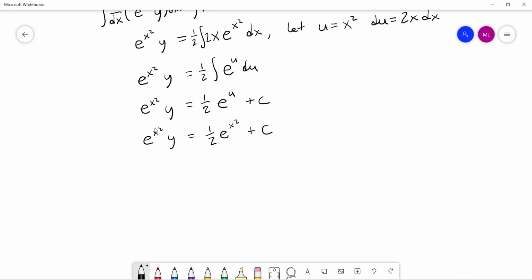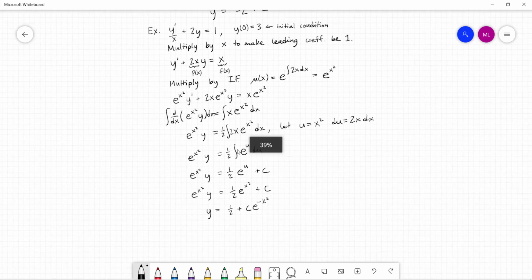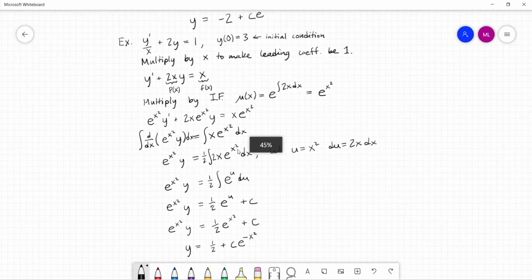And the last thing is to solve for y. To solve for y, I need to get rid of this term here, so I'm going to multiply the whole thing by e to the negative x squared. And we'll get y equals 1/2, since multiplying by e to the negative x squared will kill off this term here and just leave me with the 1/2. And the last piece will be plus c times e to the negative x squared. So this is the general solution to the differential equation. Get it all on the screen at once.